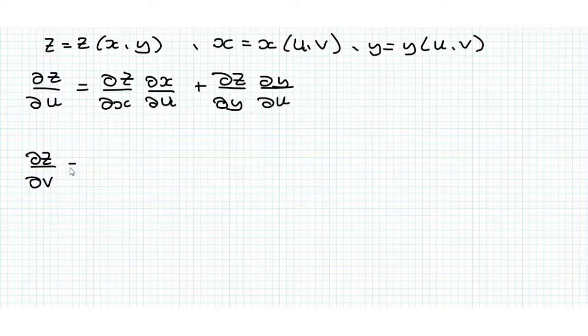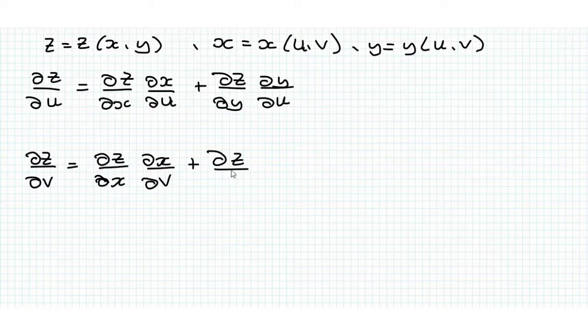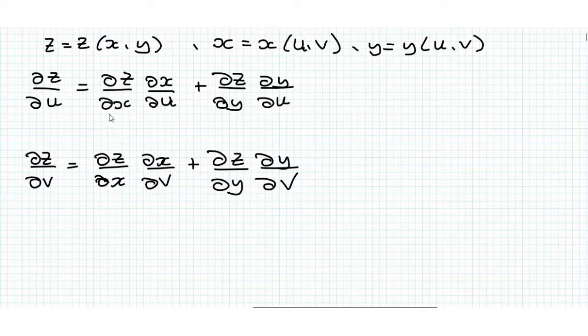Partial dz by dv is defined very similarly, as you can probably guess. Partial dz by dx, partial dx by dv, plus partial dz by dy multiplied by partial dy by dv. So you can see what I mean about almost cancelling these out. We'll do it in red.